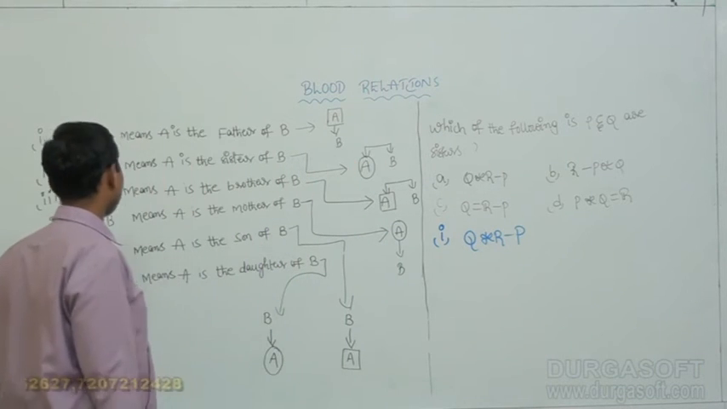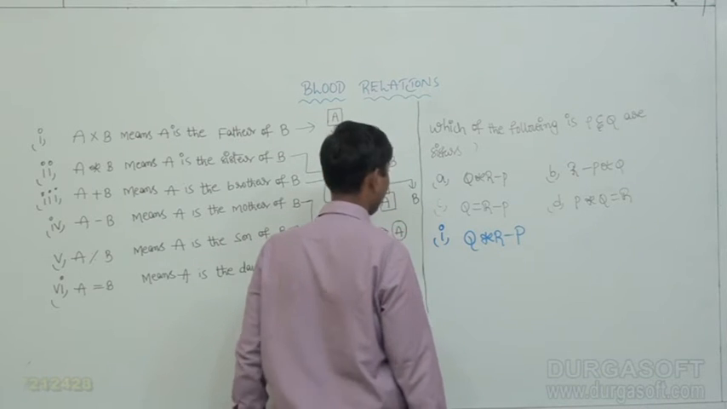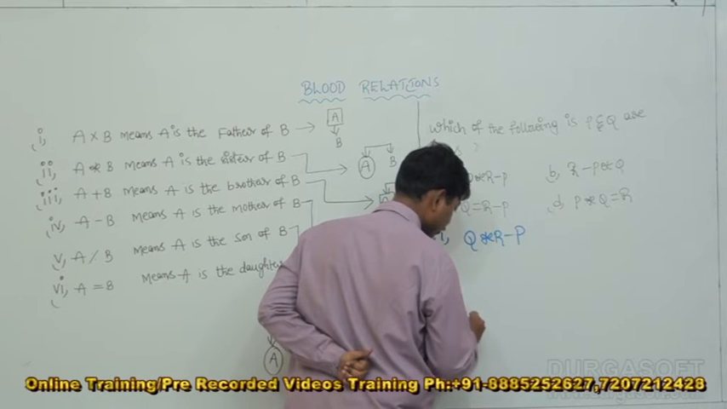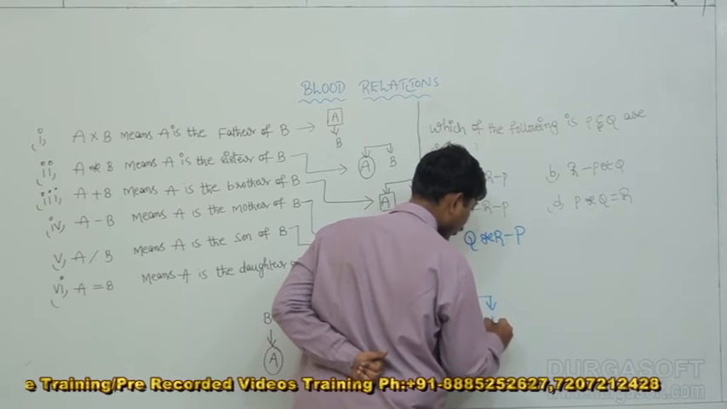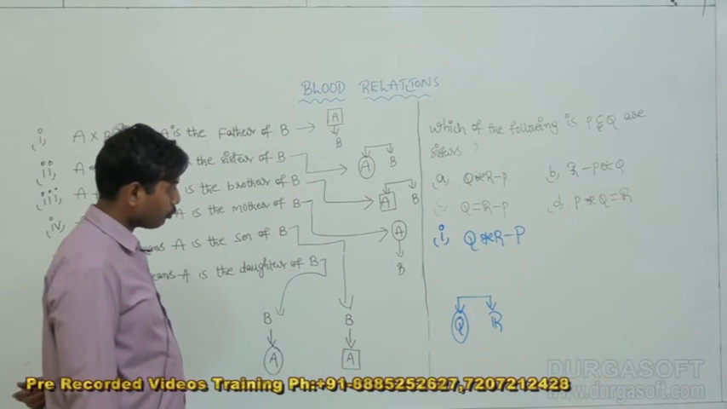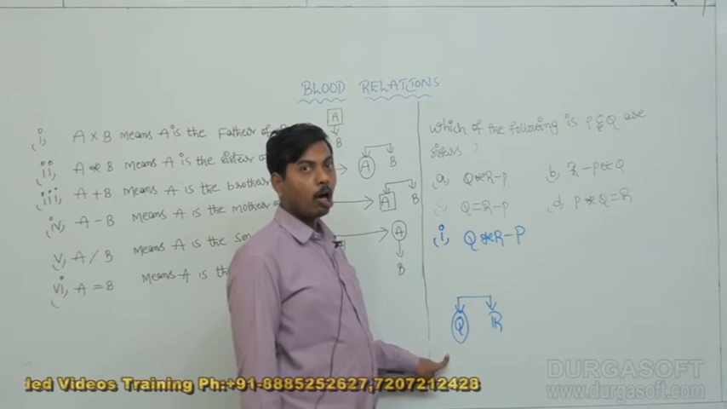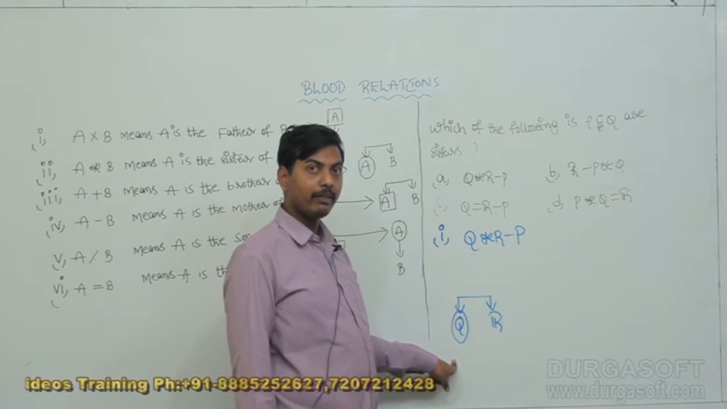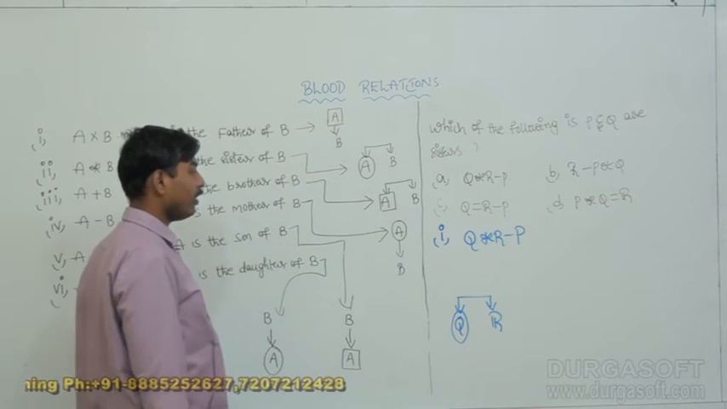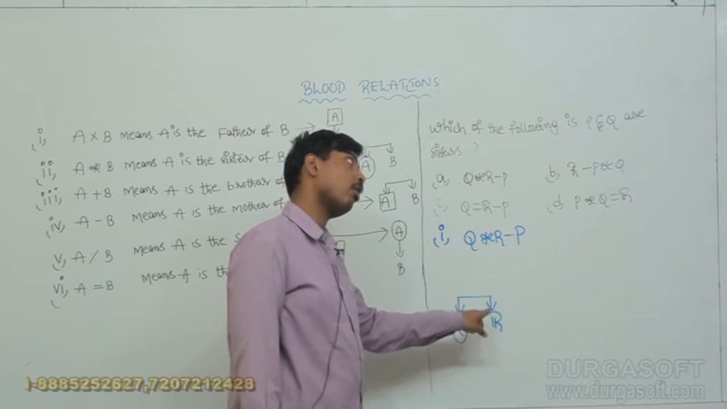Q star R minus P means we know A star B means A is the sister of B. So Q star R means Q is the sister of R. Q and R are in the same generation, and moreover Q's gender is female. R's gender we don't know. Let it be.